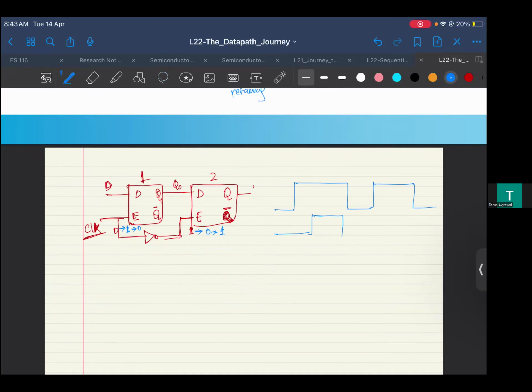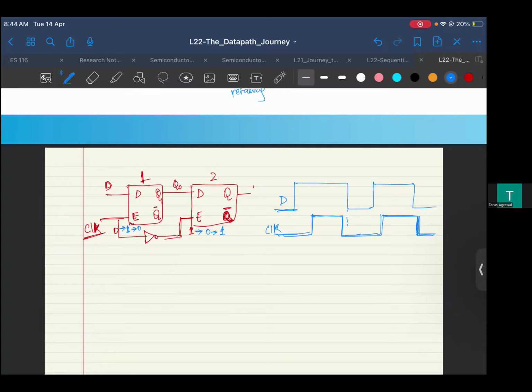Right, and this is different. So this, right, this is your clock. Okay, this period is the same for the clock, but this is the clock. Okay, so now when we see this clock, let's see what is happening to D.